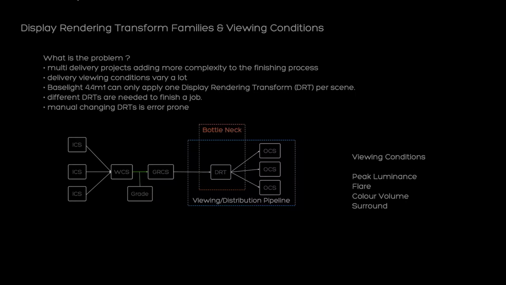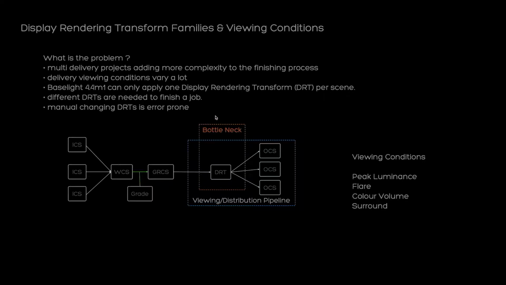Multi-deliverable projects are getting more complex because the different display capabilities and properties vary a lot. For example, absolute peak luminance, flare, achievable color volume, and surround. All those properties together we call viewing conditions. So having the ability to only apply a single display rendering transform that brings you from scene referred state to all of the different display referred states becomes a bottleneck.